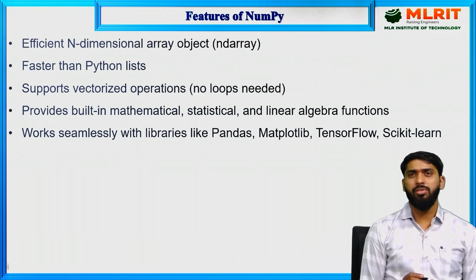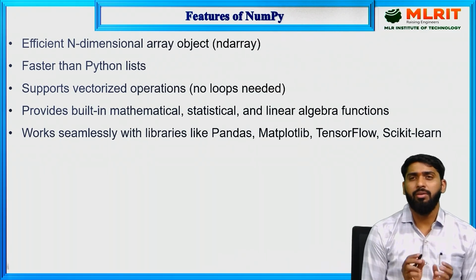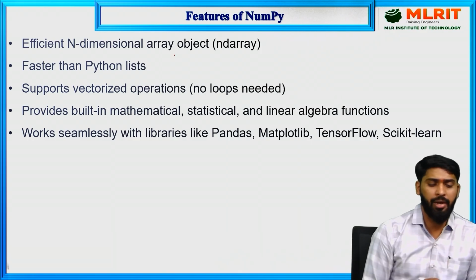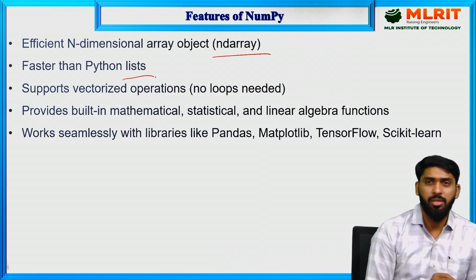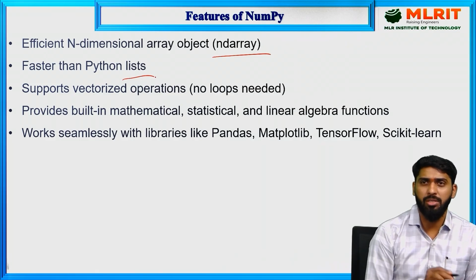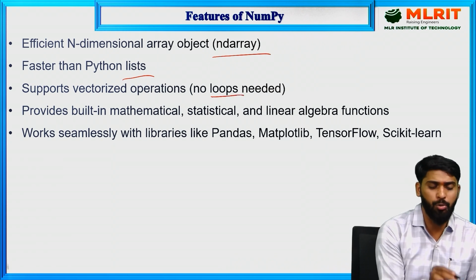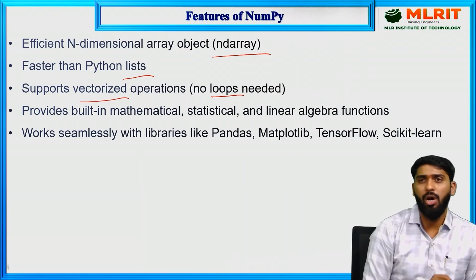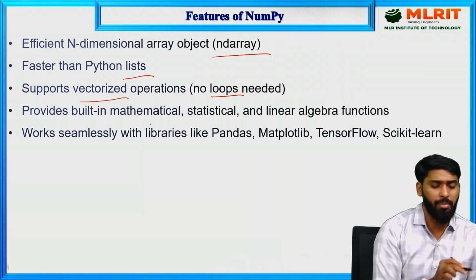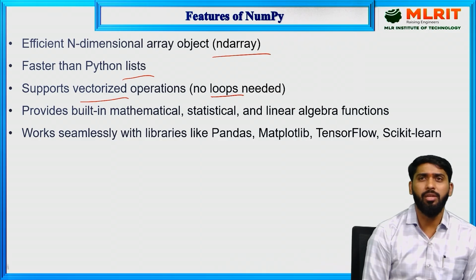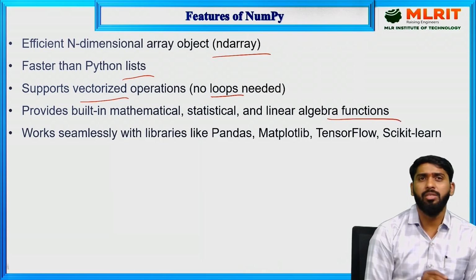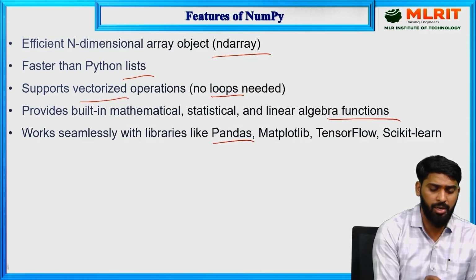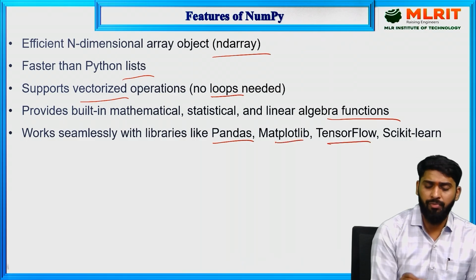So let us see the features of NumPy. It has an efficient n-dimensional array object, ndarray, which is faster than a Python list. It supports vectorized operations, because if you are performing the same operations on a list, there we have to use loops. Here we apply operations on rows and columns, which we call vectorized operations. It provides built-in mathematical, statistical and linear algebra functions, and works seamlessly with libraries like pandas, matplotlib, TensorFlow and scikit-learn.